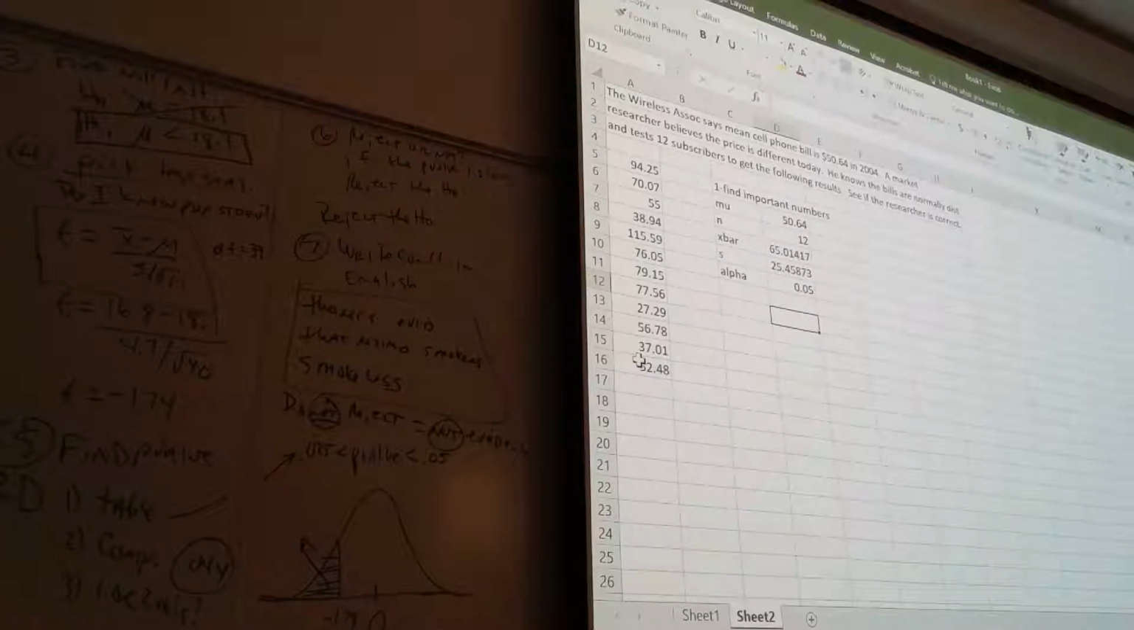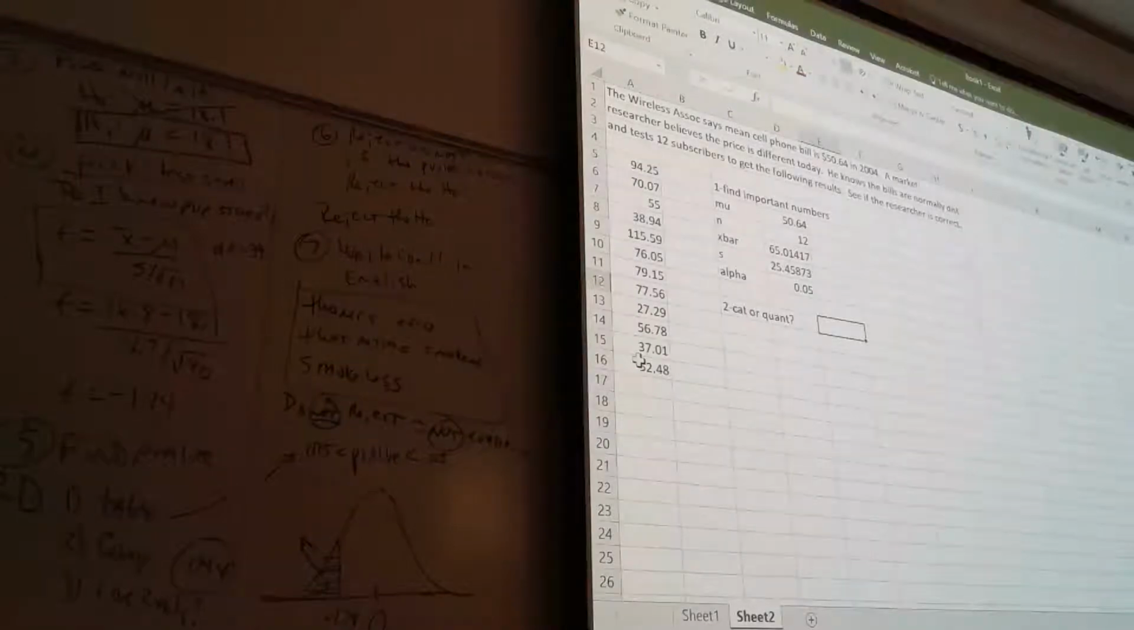Okay? Step number 2 is what, Colton? Is the data categorical or quantitative? The data in this case is quantitative. Are you sure? Yes. Okay, good.